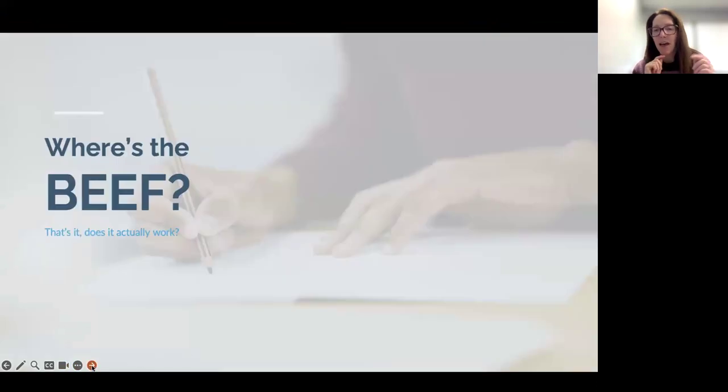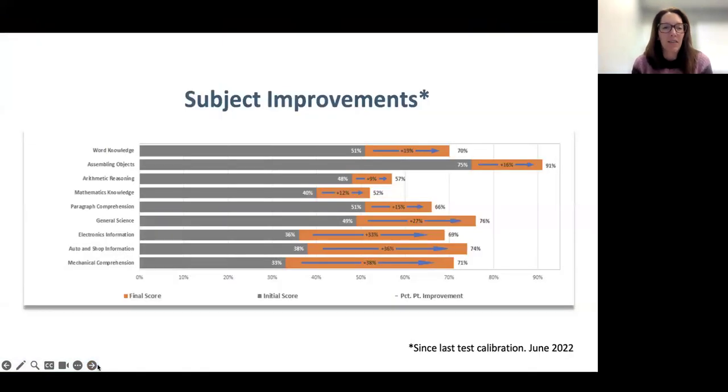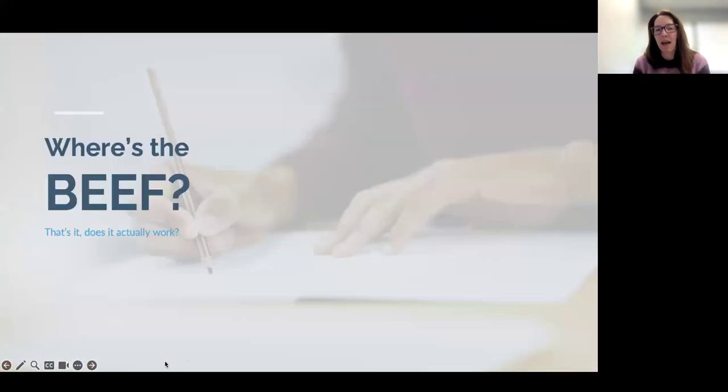Okay, so I paused. I did not answer a question that came up in the chat because I knew I was going to get to it right here. So I believe we had questions about, does this actually work? And do we have evidence that this is mapped to the actual exam? So let's go to the next slide here.